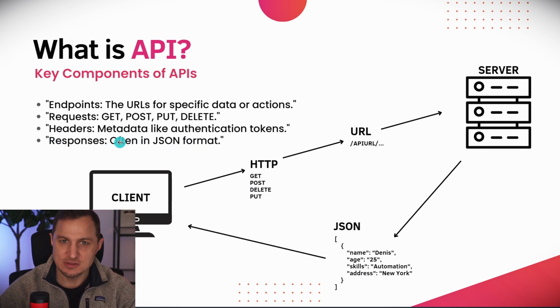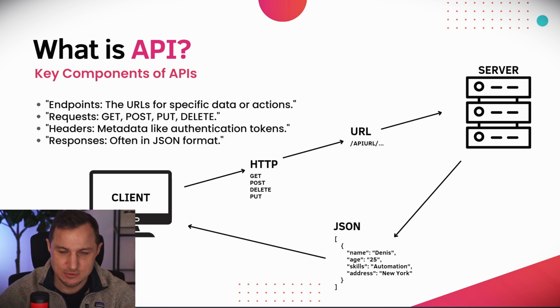And the responses that you get from an API, they are often in JSON format. It says often, it's not always. There are different types of formats available as well, but JSON is just the format that is agreed upon that most servers are using or most APIs are using, because it's very efficient, it's easy to read, and it's also easy to read for computers, not just for humans.